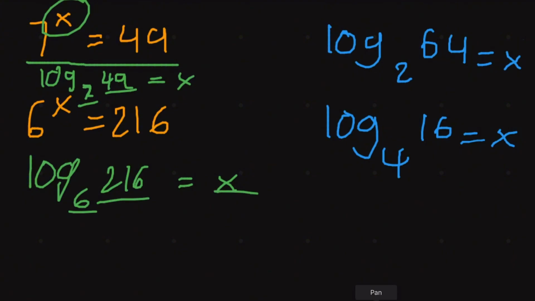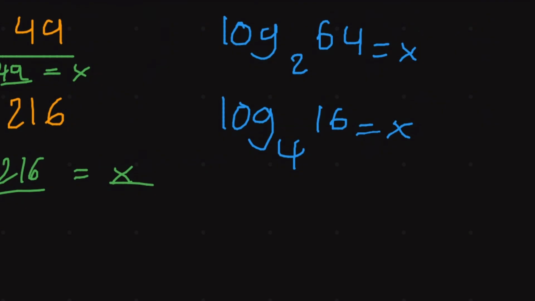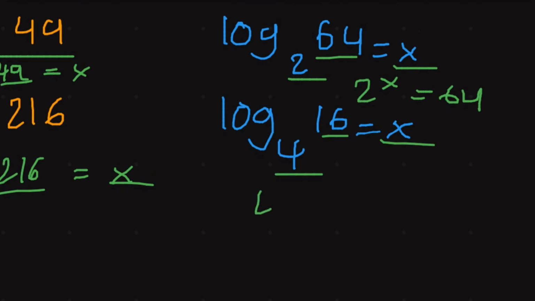Now let's convert to exponential equations. So the first one, log 2 of 64 equals x. So we're raising 2 to the x and we're getting 64. So this is just written as 2 to the x equals 64. Now the second problem, we're raising 4 to the x to get 16. So we would write this as 4 to the x equals 16.